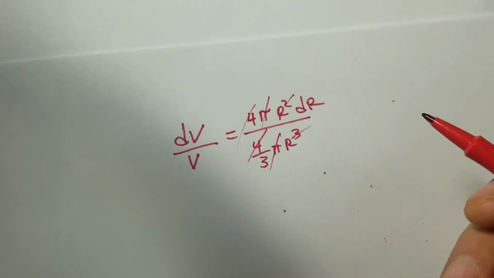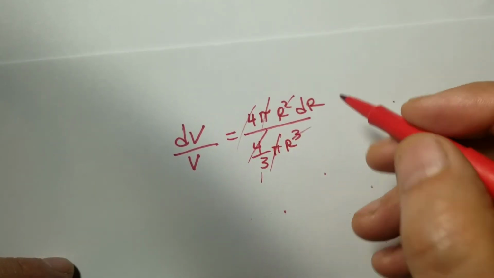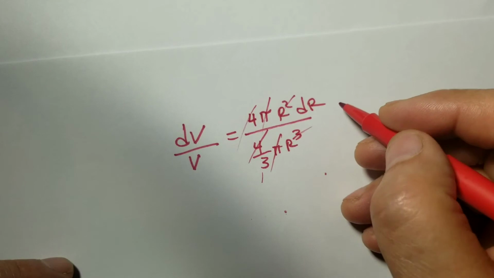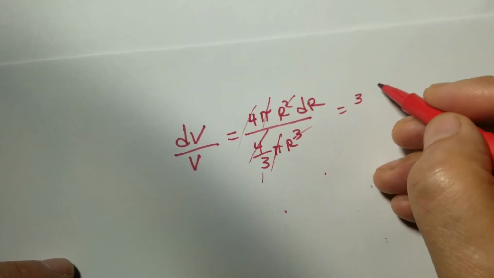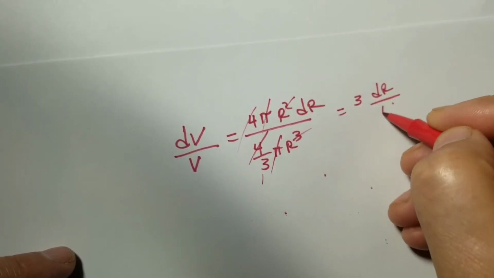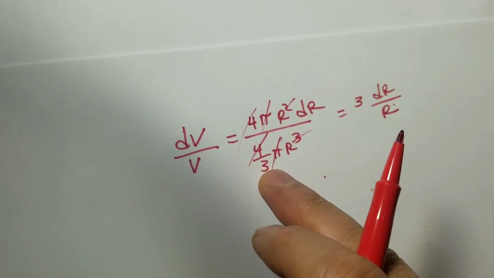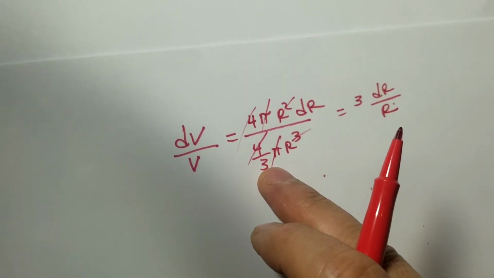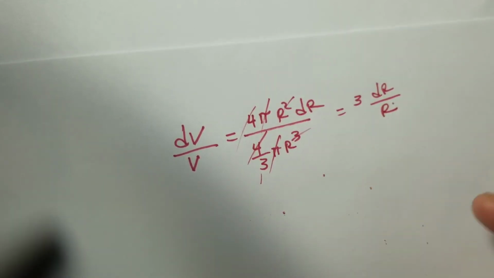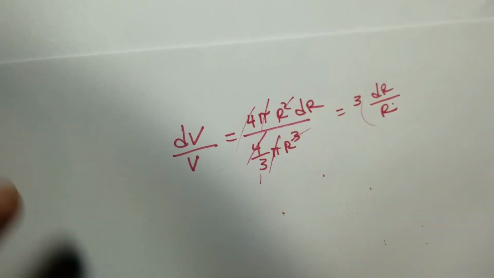This one and this one become r. The 3 goes on the top, and that becomes 3 dr over r. I hope I did my mathematics right. 4/3 of pi r cubed is right. And 3 times 4/3, that becomes 4. That's good. Okay. See, that's called relative change.